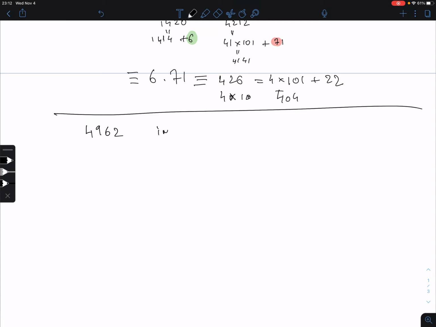Okay, so the second problem was I asked you to write this number 4962 in ternary. Remember, there are several techniques, but the technique that I want you to use is the division algorithm, divide by 3 each time. So 4962 divided by 3 is 1654 times 3 plus 0, because it is actually divisible by 3.